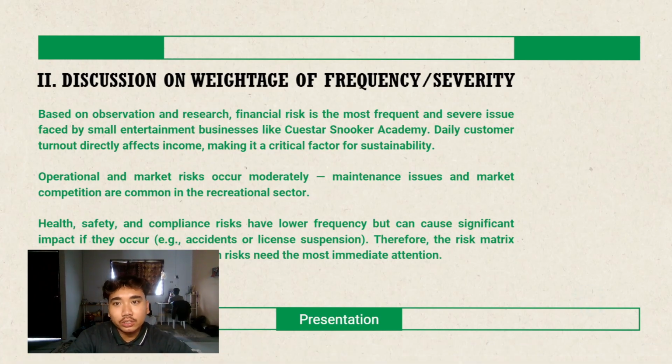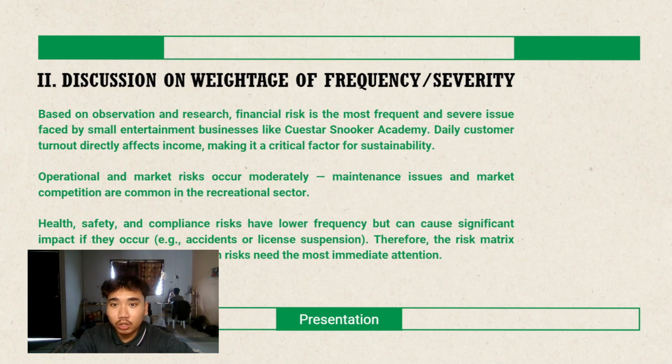Two, discussion on weight tag of frequency or severity. Based on observation and research, financial risk is the most frequent and severe issue faced by small entertainment business like Q-Star Snooker Academy. Daily customer turnout directly affects income, making it a critical factor for sustainability.